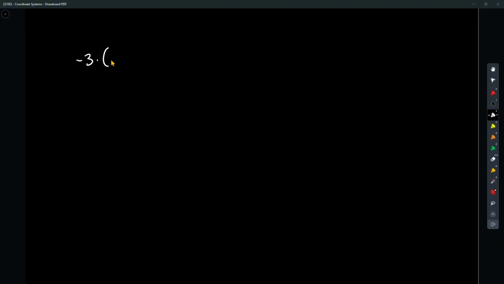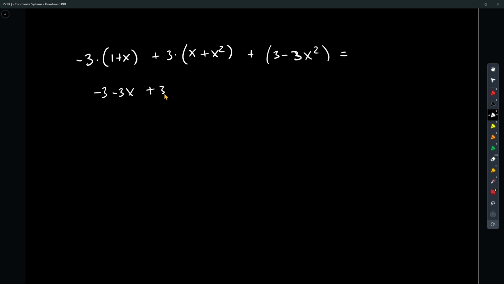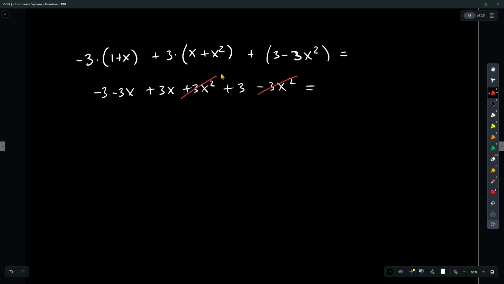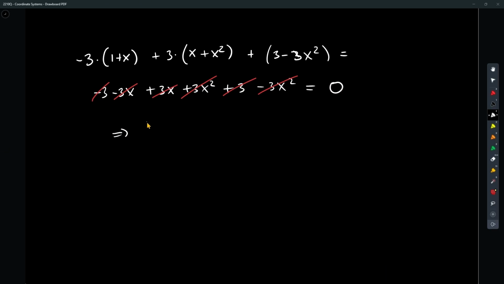If I do minus 3 times 1 plus x, plus 3 times x plus x squared, plus 3 minus 3x squared, what do I get? This is minus 3 minus 3x plus 3x plus 3x squared plus 3 minus 3x squared. And you can see that minus 3x squared cancels with 3x squared, minus 3 with plus 3, and minus 3x with plus 3x. So this is the zero polynomial. So the polynomials 1 plus x, x plus x squared, 3 minus 3x squared are also linearly dependent.